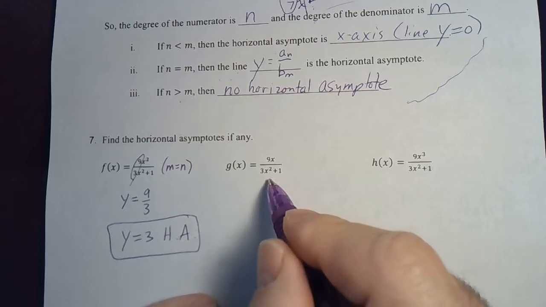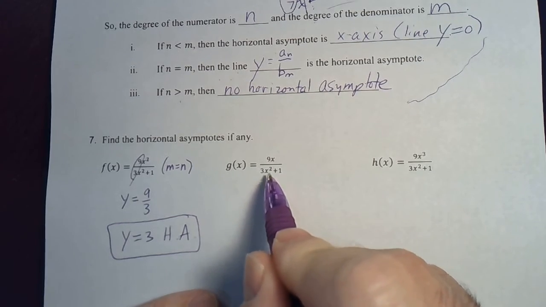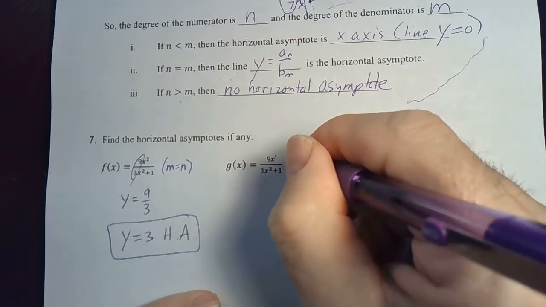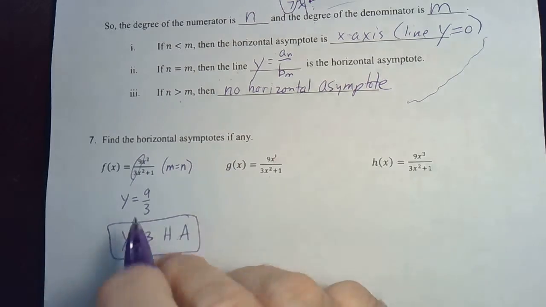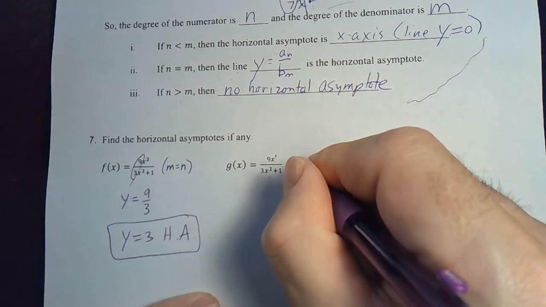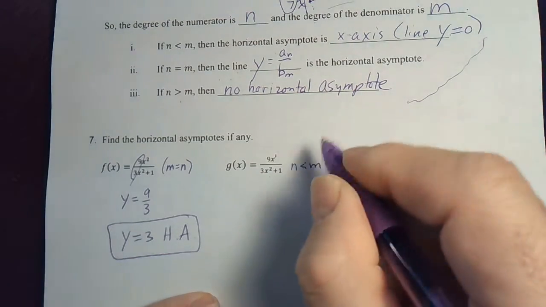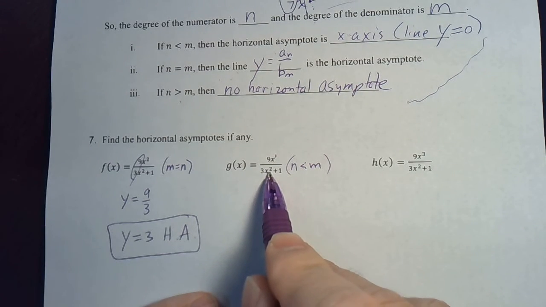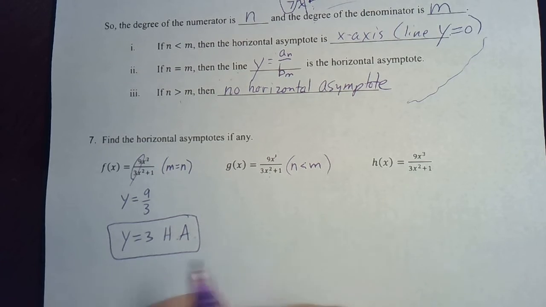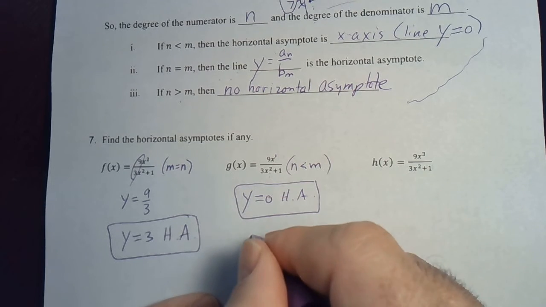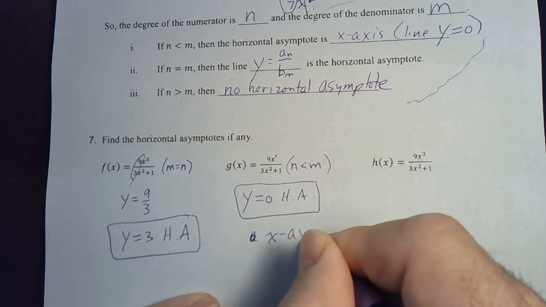All right, let's look at the next one. What do we have here? Remember, 9x is like 9x to the 1. So that means that our numerator, oh, did I do that wrong? Let's see. Nope, that's correct. Yeah, n is the one on top, so n is less than m in this case. n is a 1, m is a 2. So what is the horizontal asymptote? It's the line y equals 0. And just a reminder, that's the x-axis.